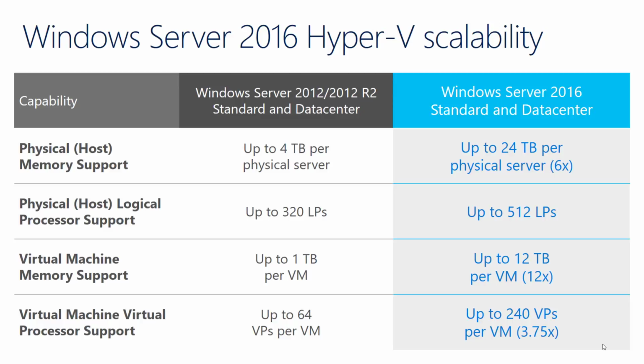So up to 24 terabytes of memory per physical server, up to 512 logical processors per server, a huge jump from 1 terabyte of memory per virtual machine up to 12 terabytes per virtual machine, as well as up to 240 virtual processors per virtual machine.